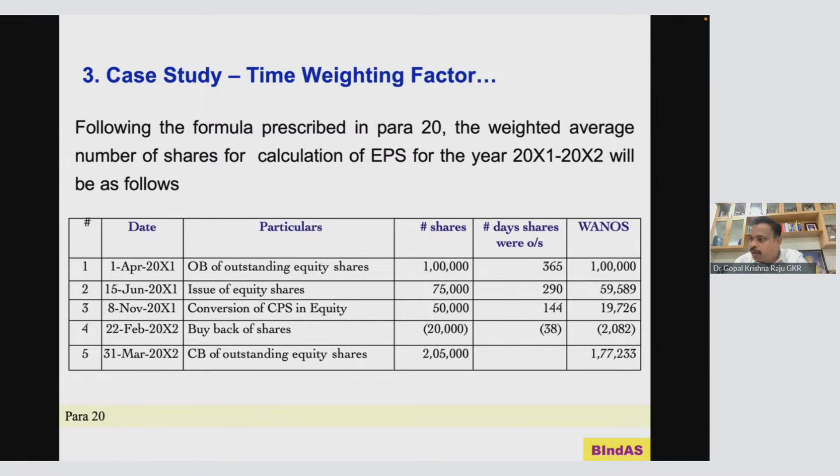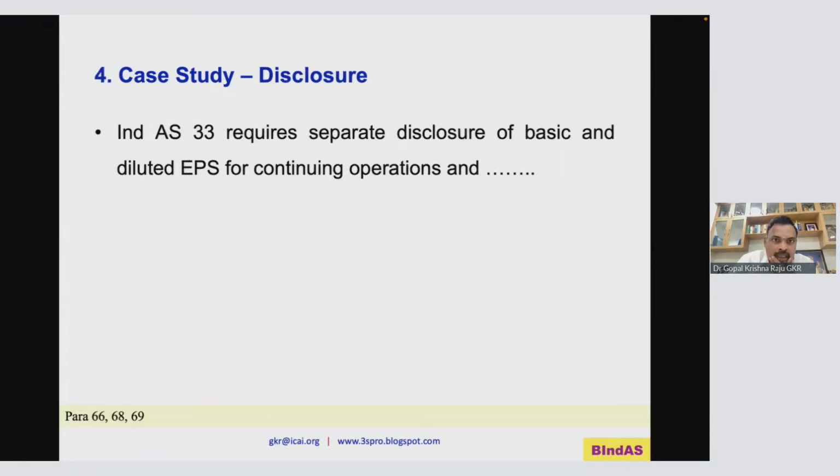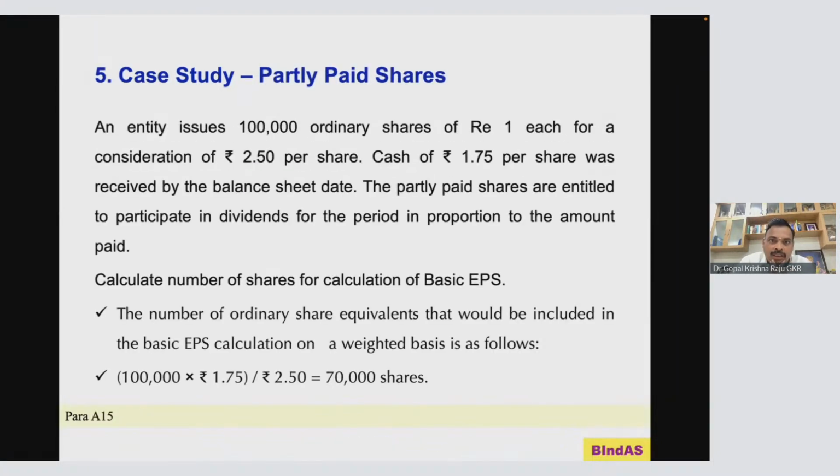I'll take you to another. So this is your third question. I'll take you to the disclosure part later. Look at this partly paid shares. There also, it is an ordinary share of 1 rupee each for a consideration of 2.5 per share. Cash of 1.75 per share was received by the balance sheet date. The partly paid shares are entitled to participate in dividend for the period in proportion.